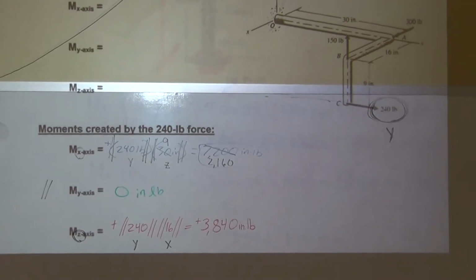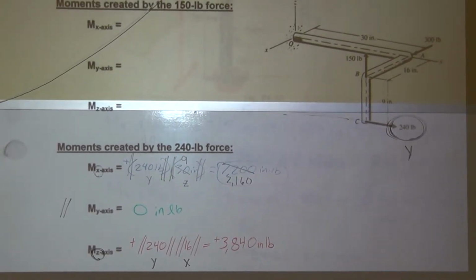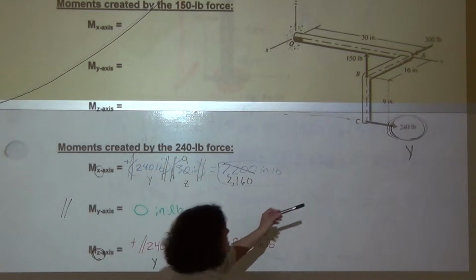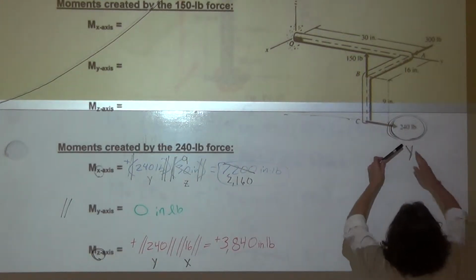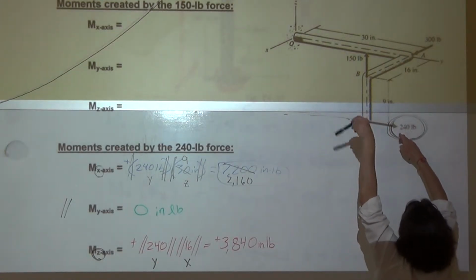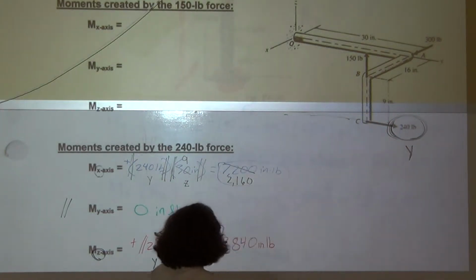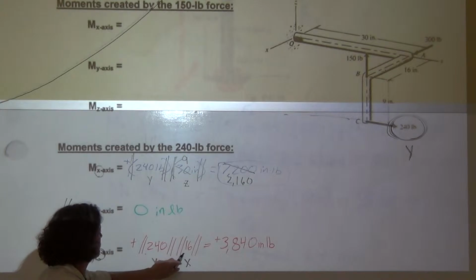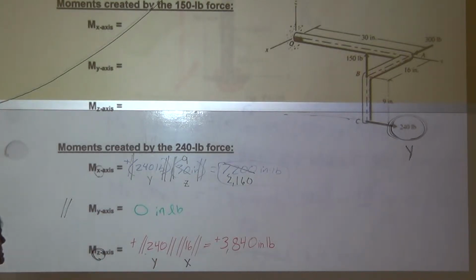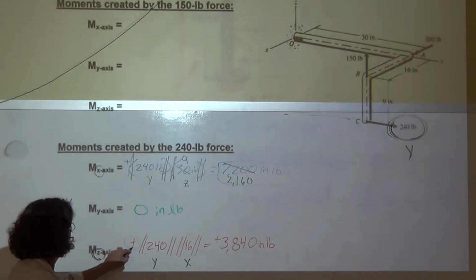And what's the x distance? 16. So my force is coming out here, 240, and I'm trying to find the spin about the z-axis. The perpendicular distance is 16. So it's an absolute value of 240 times the absolute value of 16. I put my fingers in the direction of the 240, palm towards z, and I get a positive value.